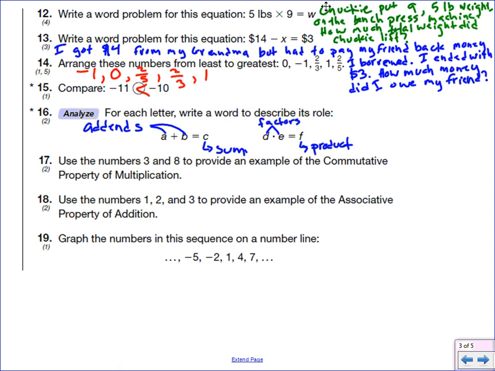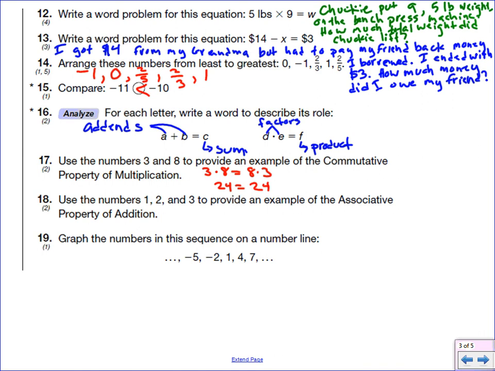Use the numbers 3 and 8 to provide an example of the commutative property of multiplication. So 3 times 8 equals 8 times 3. Commutative property says order doesn't matter when you're multiplying. So 3 times 8 is 24, and 8 times 3 is also 24.